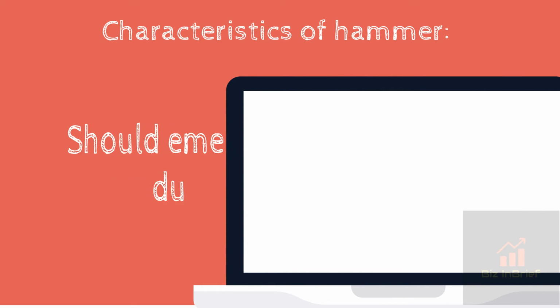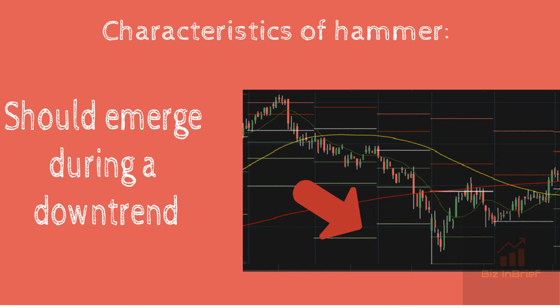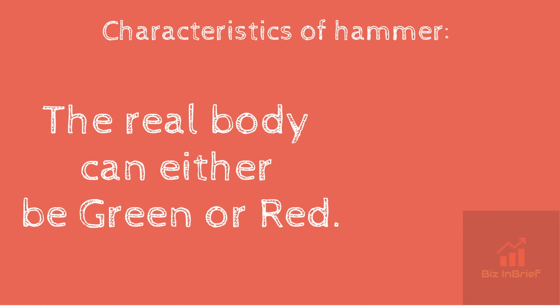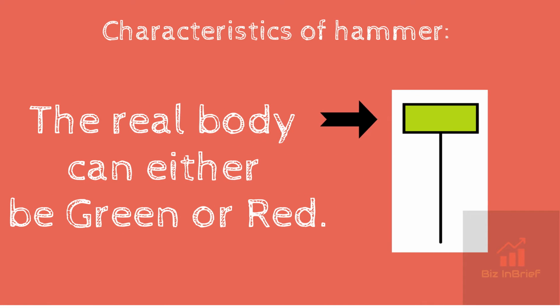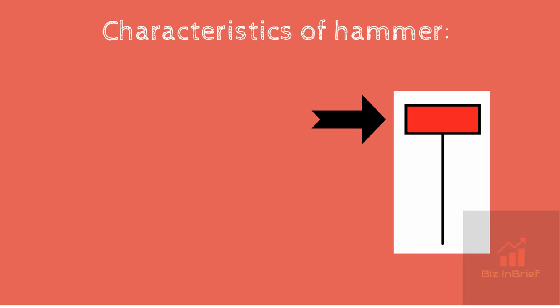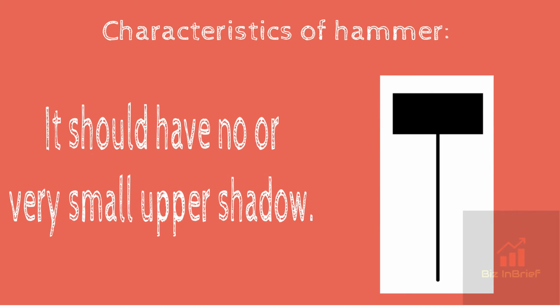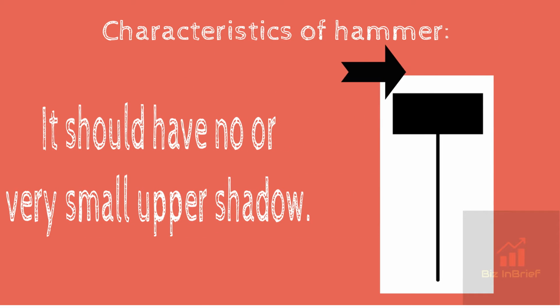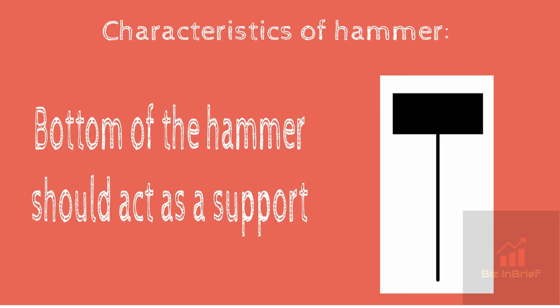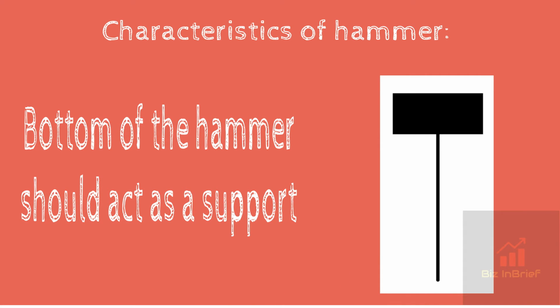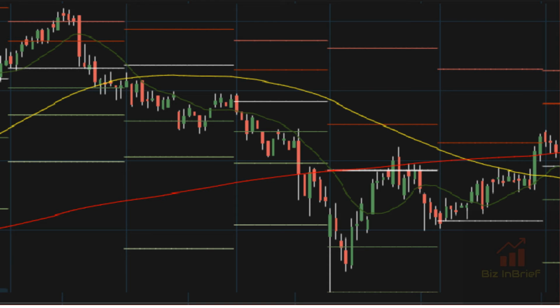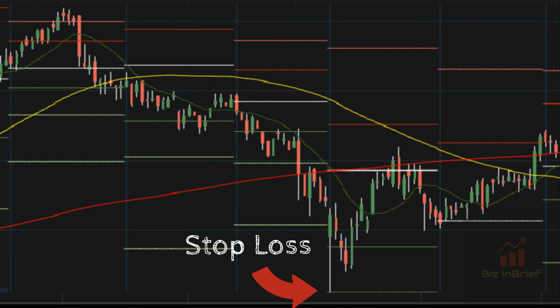A hammer should emerge during a downtrend. The color of the real body can either be green or red. It should have a long lower shadow that should be at least twice the size of the real body. It should have no or very small upper shadow. The bottom of the hammer should act as a support. A trader can enter into a trade by keeping the stop loss just below the lowest point of the hammer's shadow.